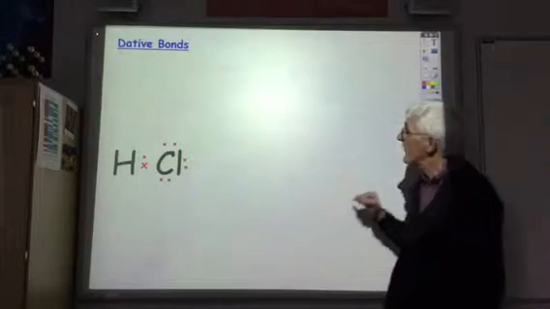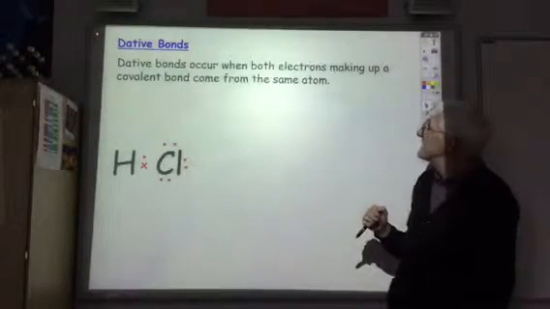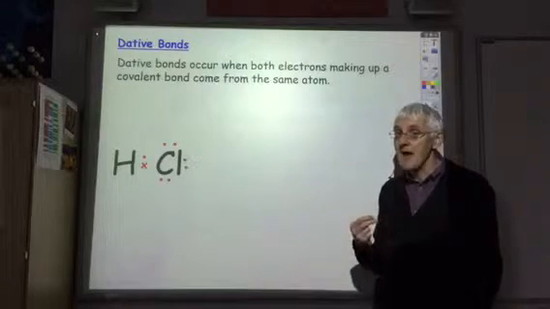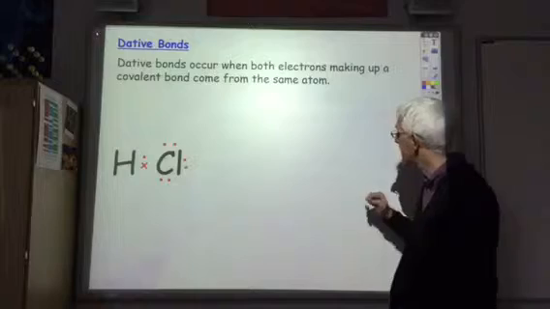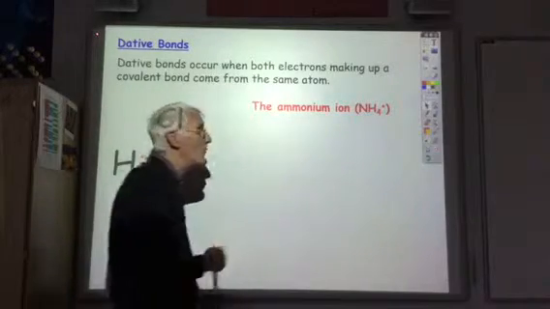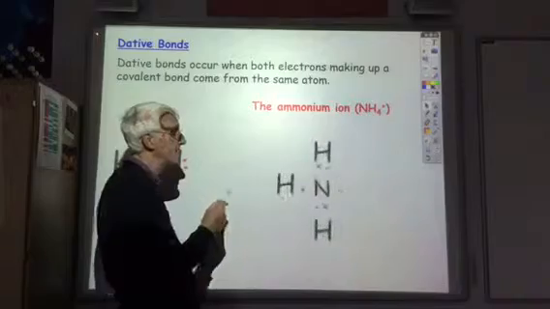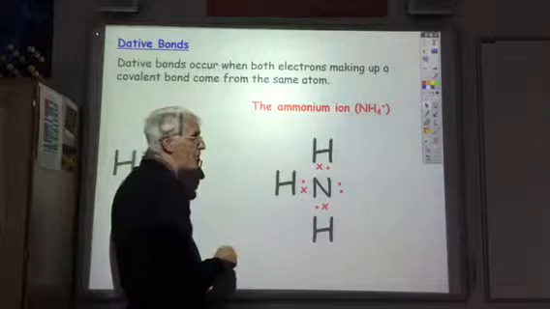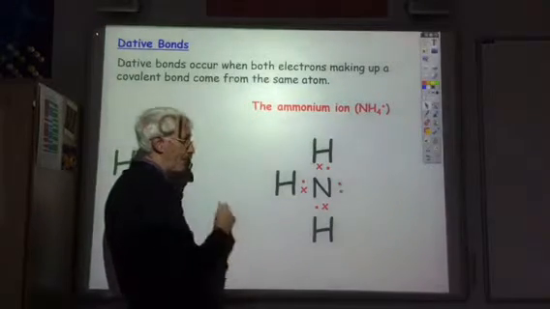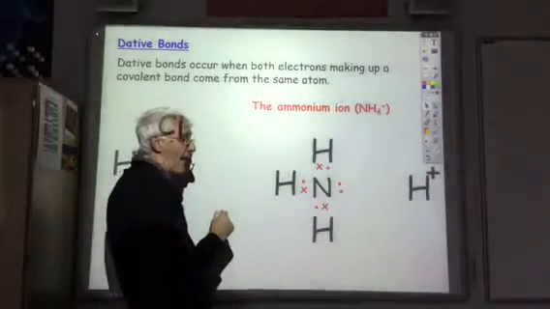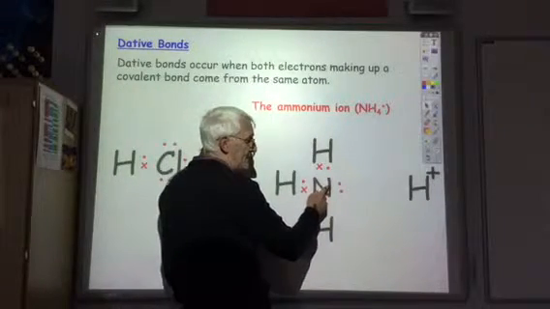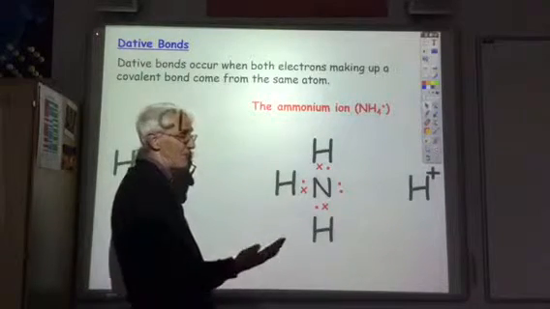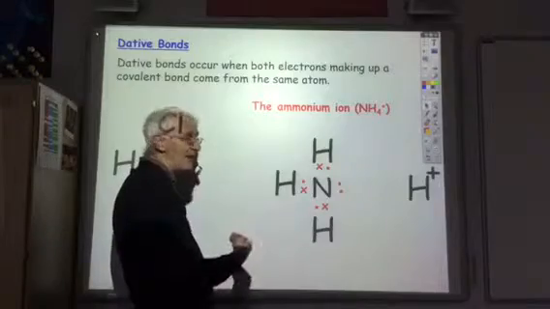The difference for dative covalent bonds is that both the electrons that make up the covalent bond come from the same atom. Let me give you an example. Let's look at the ammonium ion, NH4+. That is produced by an NH3 molecule reacting with an H+. A covalent bond is going to form between this nitrogen and this hydrogen. This hydrogen hasn't got any electrons, it's just a proton, so it can't donate an electron.